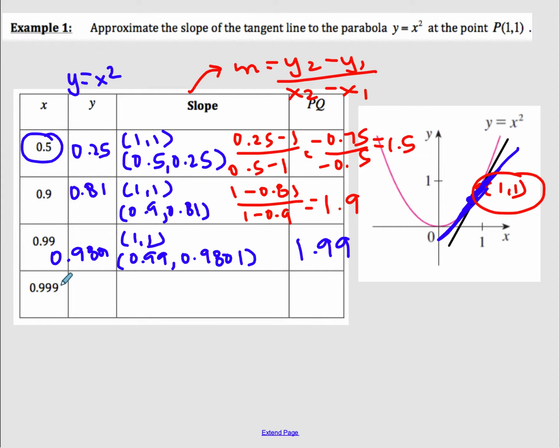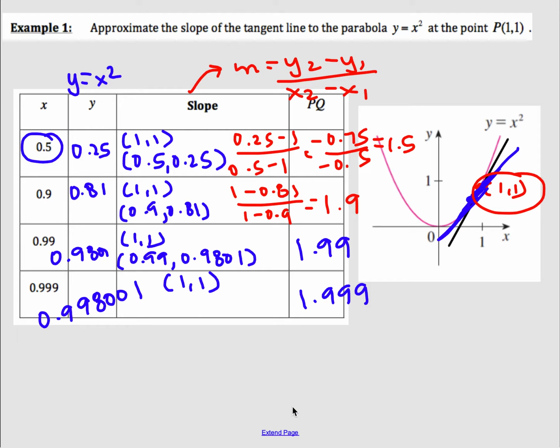So if I take 0.999 and I square it by plugging it into my function, I get 0.998001. Okay, this gives me an ordered pair, and I would still use my point of tangency, which is (1, 1). If I find my slope of these two points, you should get 1.999. Now, we are using the limits for the slope of the secant line. So what does that mean in order to find our tangent line?